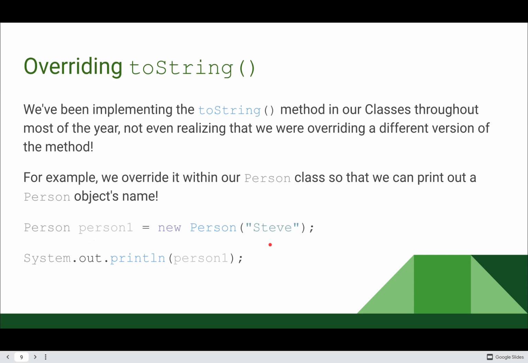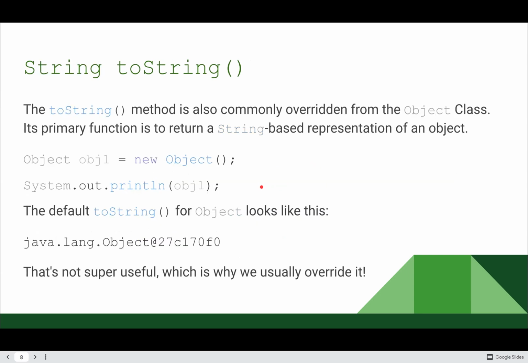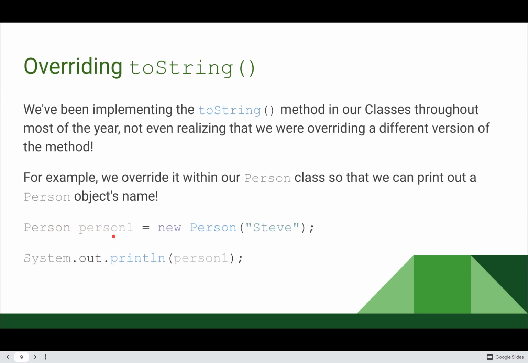And we've been implementing toString methods in our classes throughout the majority of the year, not even realizing that we were actually overriding that default version of the method. So like I said, usually we'll override within our person class so that we can print out the person object's name rather than that random sequence of numbers and letters. So if I make a person called person1 equal to new Person("Steve"), and I System.out.println(person1), that toString method will automatically be called. Java implicitly calls the toString when I print my object, and I will print that value, Steve, out.